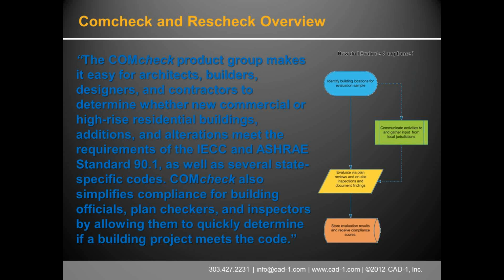But you can see it's ComCheck products. Maybe you've got your screen turned off, so I'll read it for you. The ComCheck product group makes it easy for architects, builders, designers, and contractors to determine whether commercial, high-rise residential buildings, additions, and alterations meet the requirements of the IECC and ASHRAE Standard 90.1, as well as several state-specific codes. ComCheck also simplifies compliance for building officials, plan checkers, and inspectors by allowing them to quickly determine if a building project meets the code.